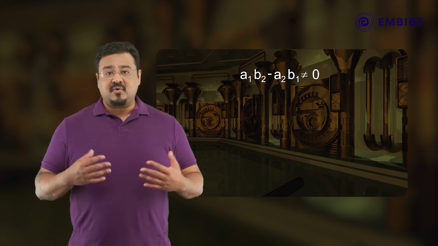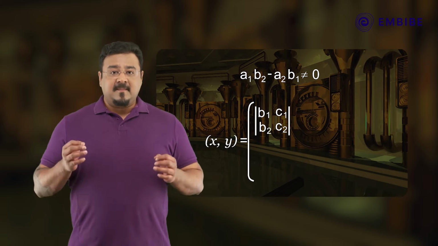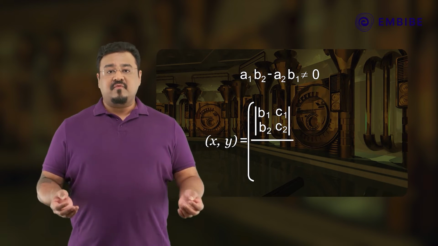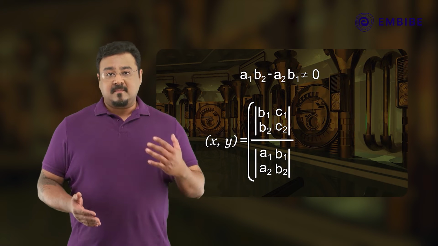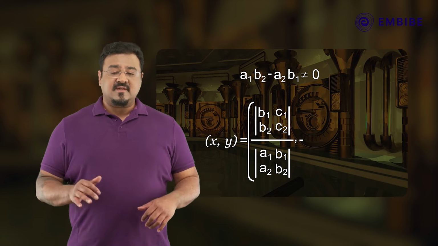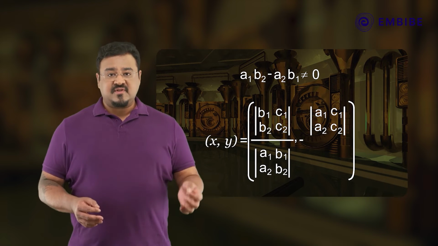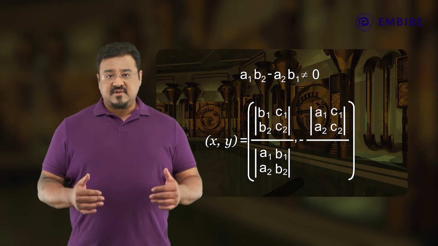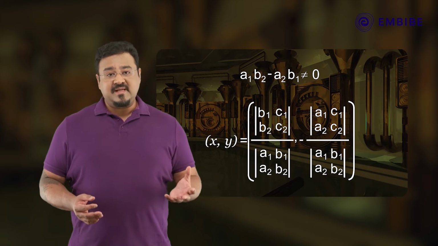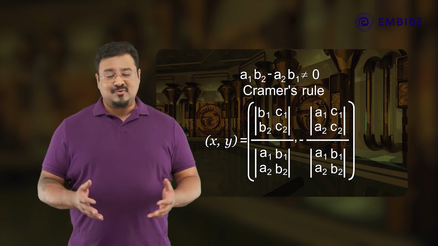Thus, if a1b2 - a2b1 is not equal to 0, the unique solution of the given system is given by the ordered pair (x, y) = (determinant of [b1 c1; b2 c2] over determinant of [a1 b1; a2 b2], minus determinant of [a1 c1; a2 c2] over determinant of [a1 b1; a2 b2]). This formula is known as Cramer's rule.